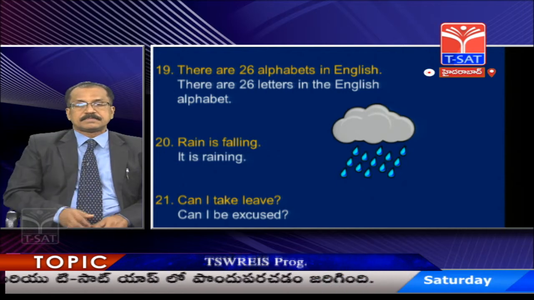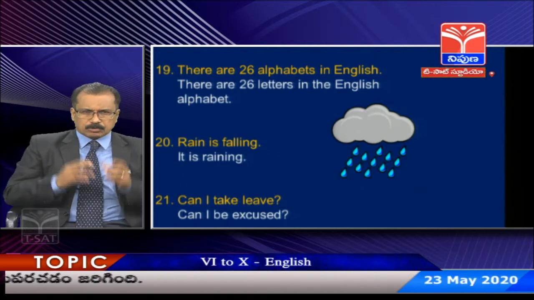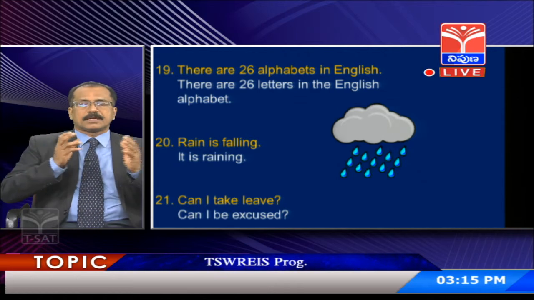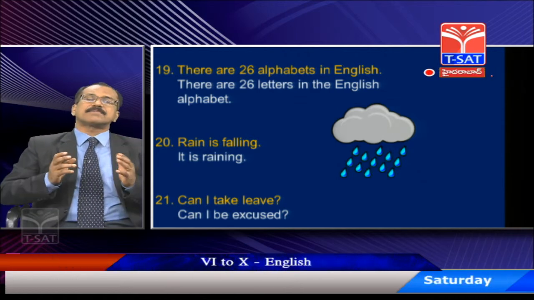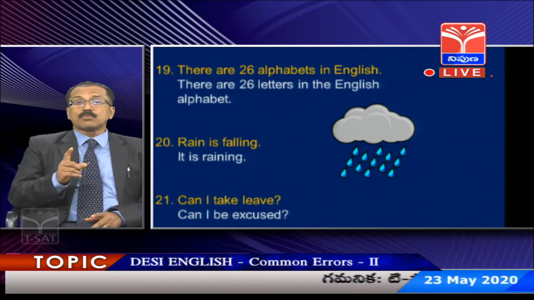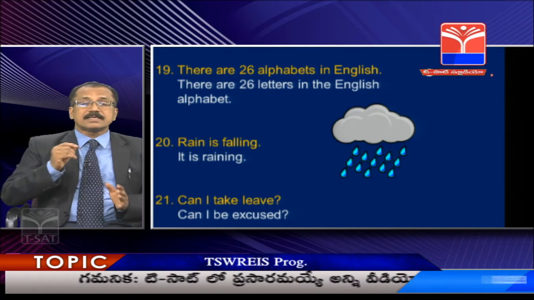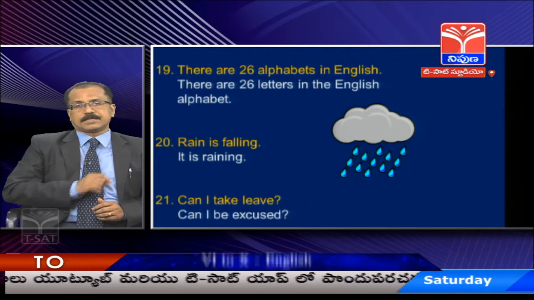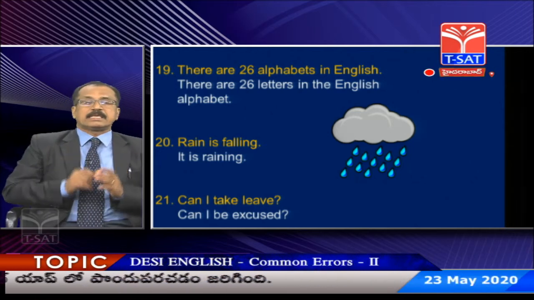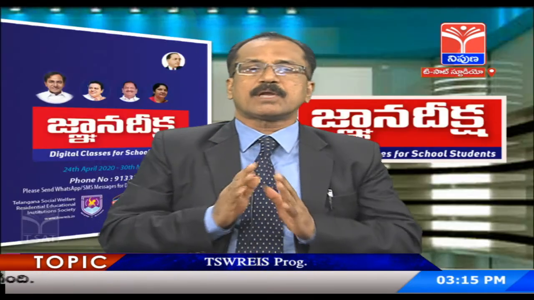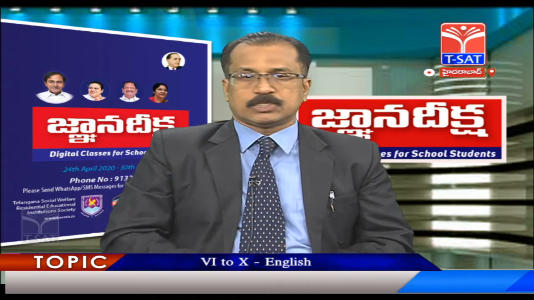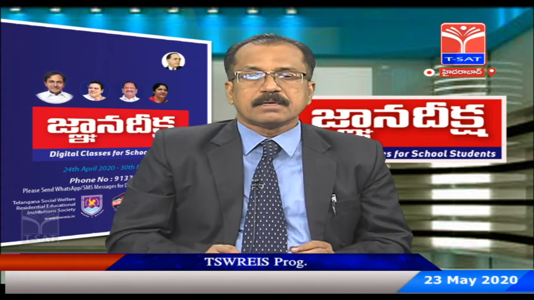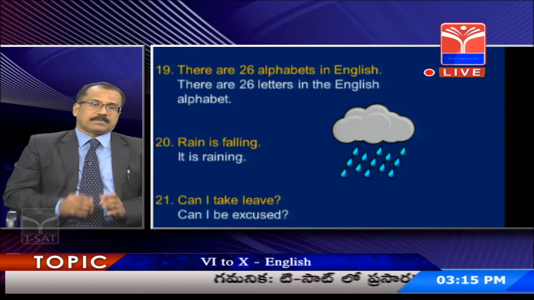The next one is very, very common. Even, sorry to say that, even some of our teachers, some of the professors in English, very educated people also, they say there are 26 alphabets in English. Alphabet is only one. There are 26 letters in the English alphabet. There are 56 letters in the Telugu alphabet. There are 44 letters in the Hindi alphabet. So there are letters of the alphabet. You cannot say there are 26 alphabets in English. No, it is wrong. Without much thinking, they say this. No, just get it correct. There are 26 letters in the English alphabet.